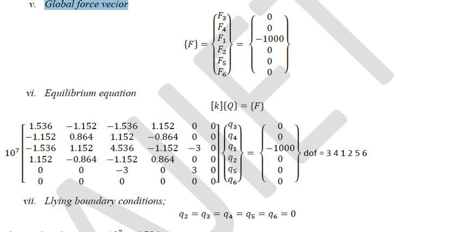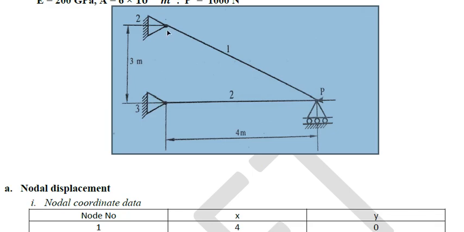Similarly, the global force vector, I can write as 3, 4, 1, 2, 5, 6. 3, 4 belongs to node 2. At node 2 there is no force applied. In the figure you can see that. At node 1 force is applied in the opposite x direction. If you observe the figure, at node 2 there is no force applied.